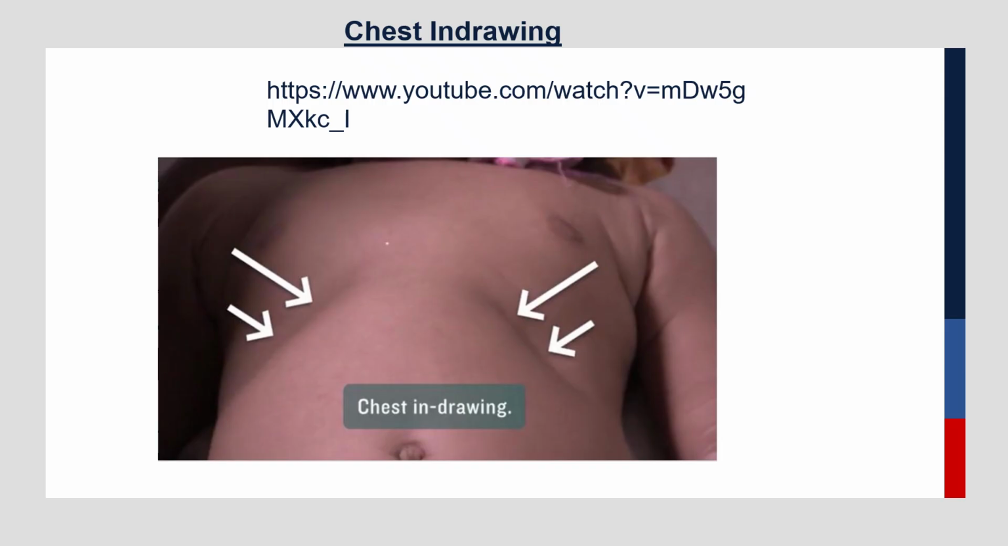This is chest indrawing. I've provided a link, or maybe you can find it yourself on YouTube. Find how chest indrawing looks. It's just below the costal margin. Chest indrawing means that the child has respiratory distress. For chest indrawing to be present, it must be clearly visible and present at all times.